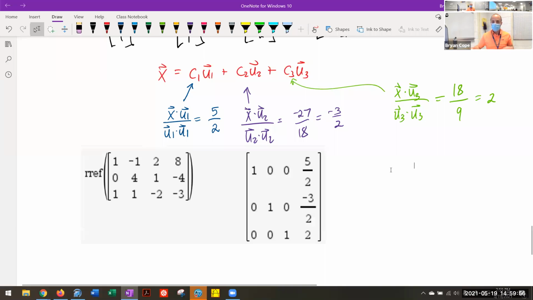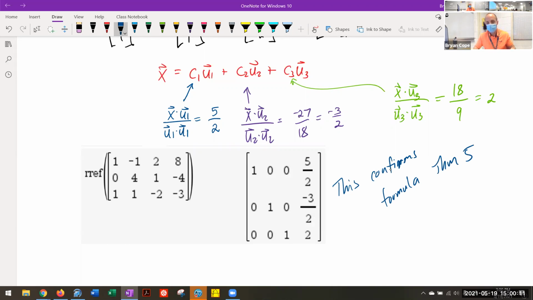Yeah. Okay, so all I will say is that this confirms the formula from theorem 5. I think it's theorem 5. It doesn't matter. From the theorem that we did in class.